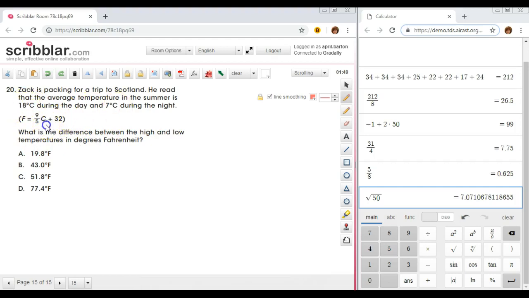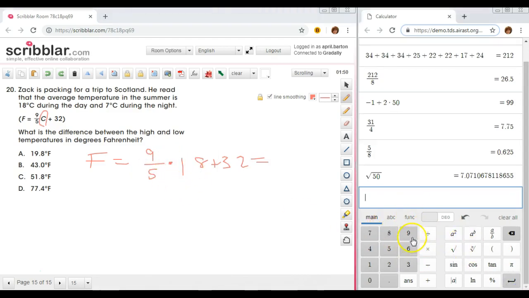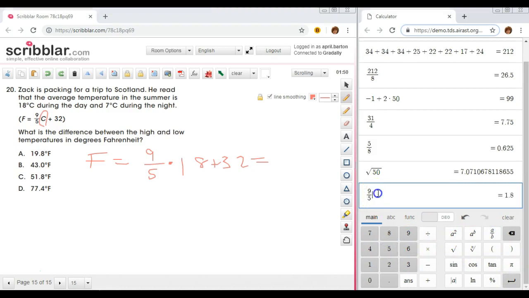So to use this formula, where they replace the C, we want to replace it with each temperature. So Fahrenheit is 9/5 times, when it's a number next to a letter, that means multiply. So 9/5 times 18 plus 32. Again, you could try and do this by hand if you wanted, or just go to the calculator. 9/5. We have to click to the right in order to then hit multiply. 18 plus 32. 64.4.